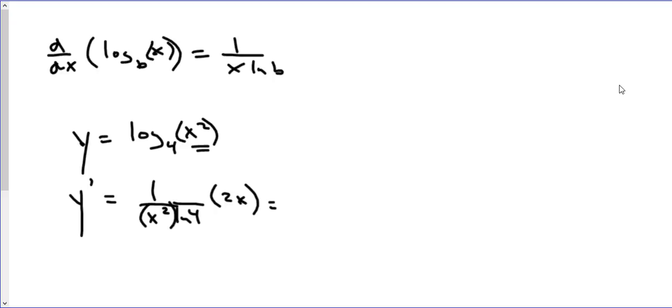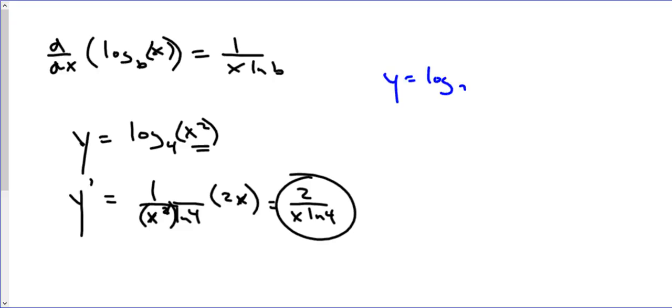What we then have is, we can simplify this: x will cancel out, so we have 2 over x natural log of 4, and that is going to be our derivative. Well, we'll do a couple more.